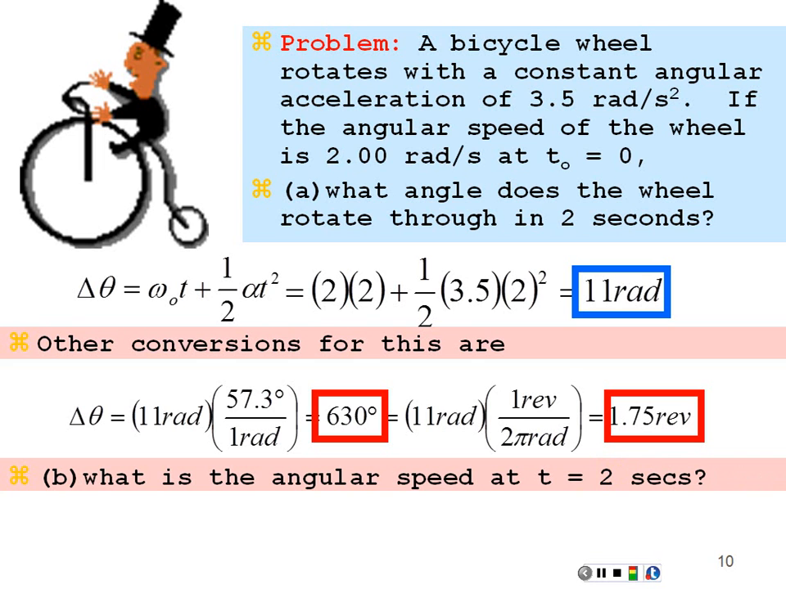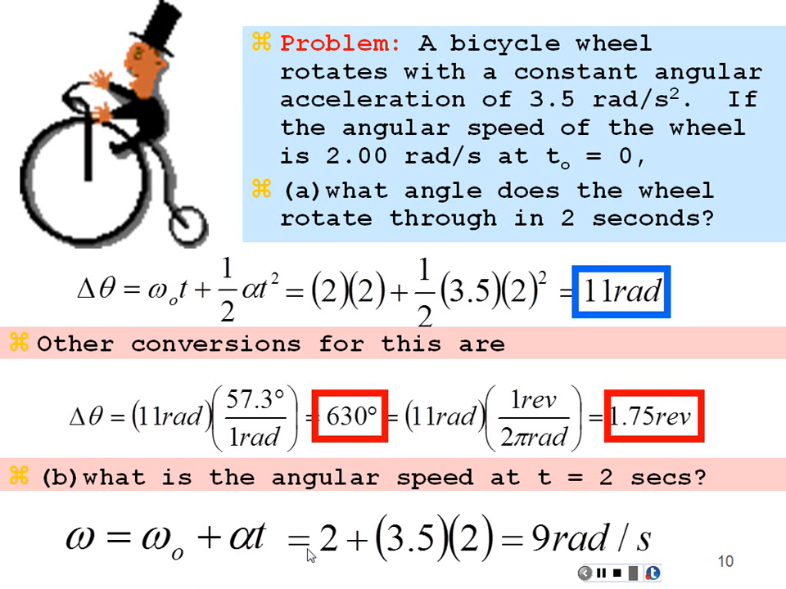What is the angular speed at t equal 2 seconds? Well, if we want the angular speed, omega, at t equal 2 seconds, we know the angular acceleration and we know the time. So by rotational kinematic equation number 1, omega is equal to omega naught plus alpha t. Omega naught is 2, alpha is 3.5, we have 2 seconds. So after 2 seconds, we'll have an angular speed of 9 radians per second.